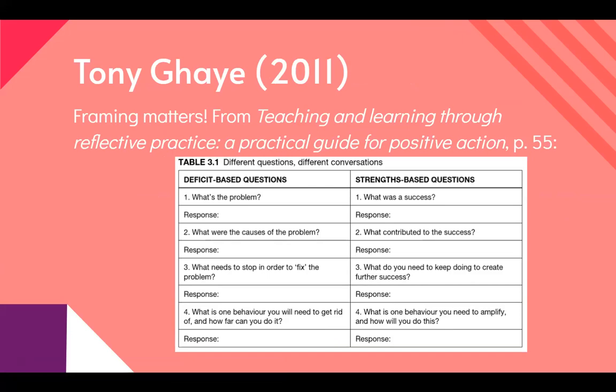But one of the things that's really important about Gay's work is that he talks in chapter 3 of this book about how important framing is. And this chart that I've included here is an example. If we ask ourselves deficit-based questions, what was the problem? What did I do wrong? How can I fix it? We can really flip all of those so that they're more strengths-based.